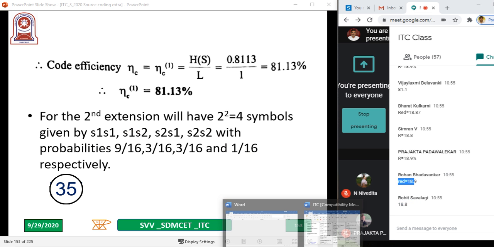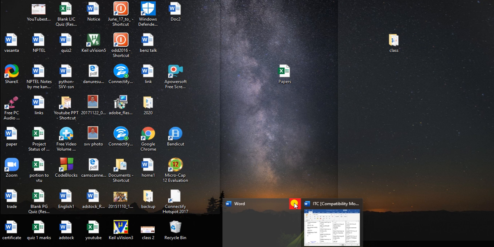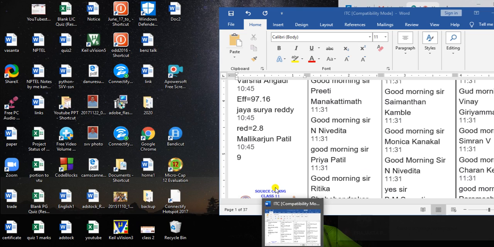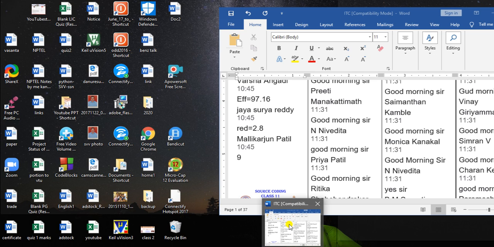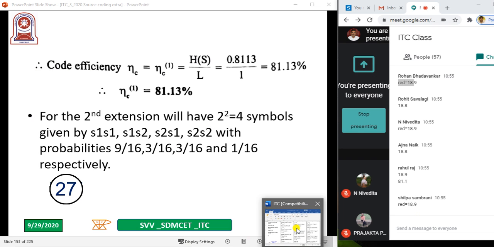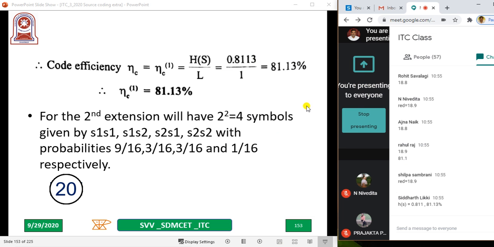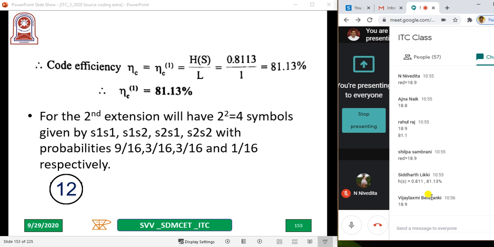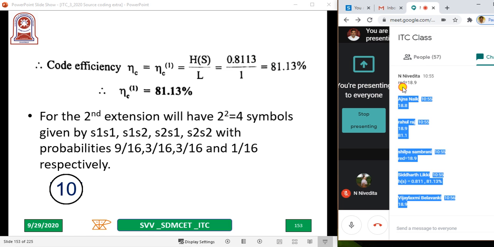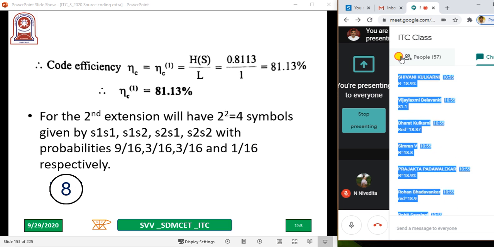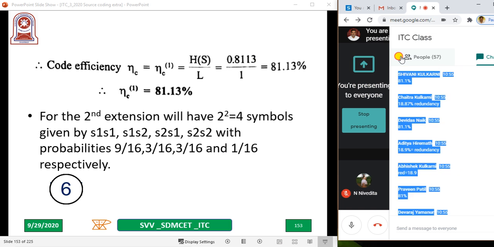S1, S1, S1, S2, S2. S1, S2, S2. Those you have to copy now. So for that you have to find out the average length, H of S, efficiency. The same thing you have to do. Siddharth has typed 0.81, 81.13. Okay, try to complete everything and type all the answers at a time. It will be easy. Type all the 3 at a time.